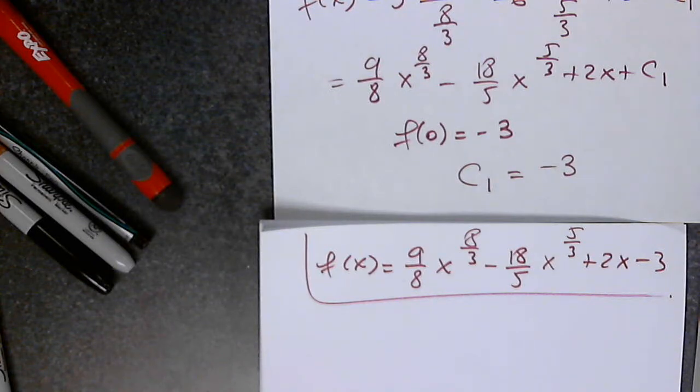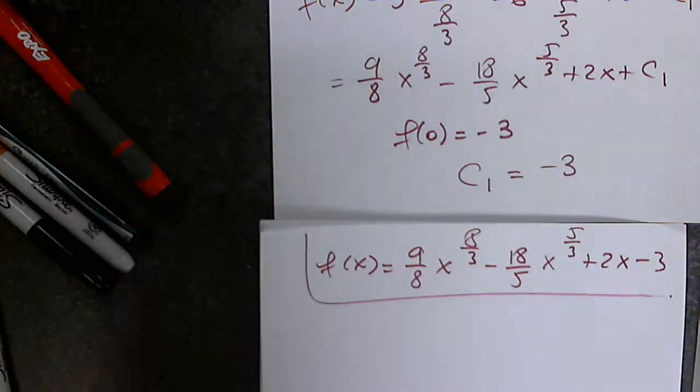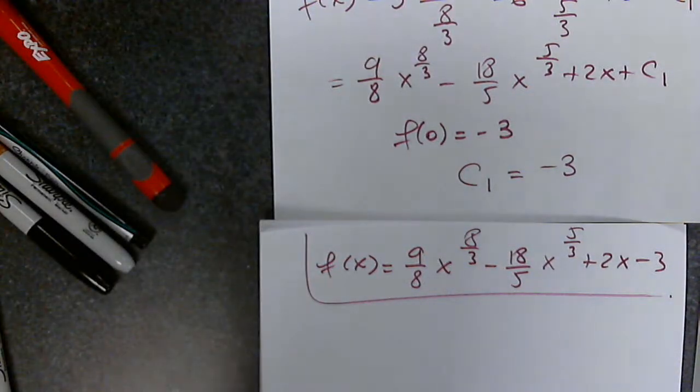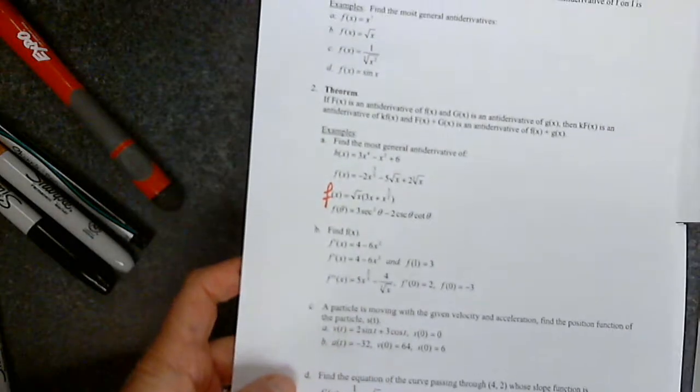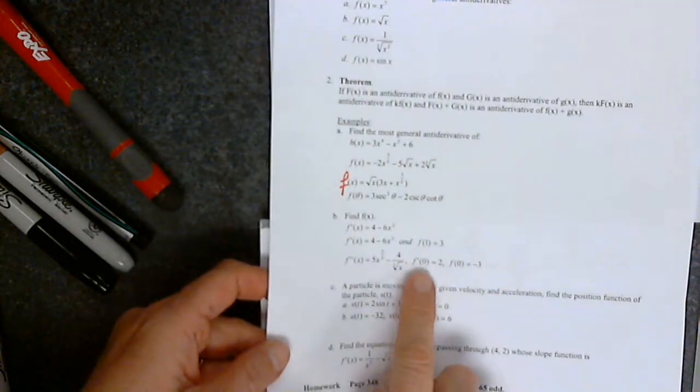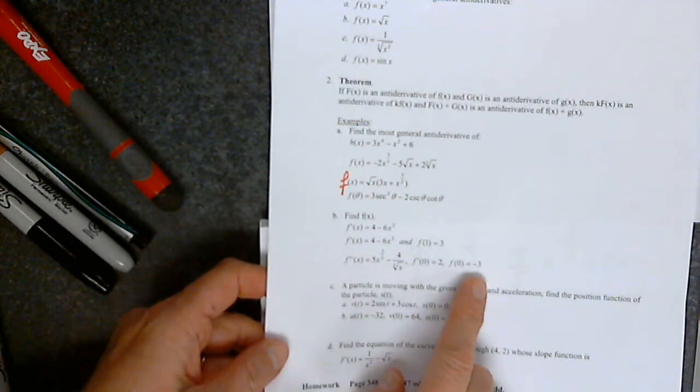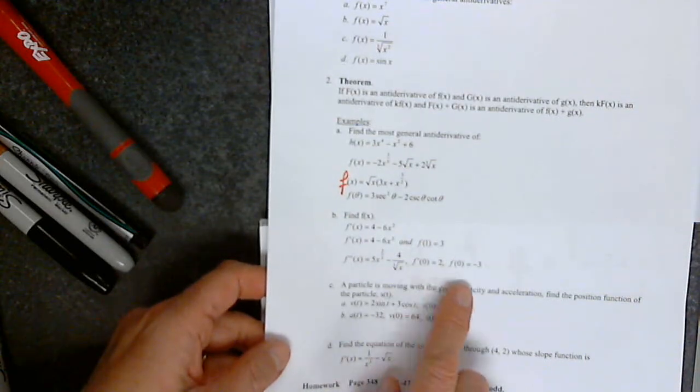What was the f? F is 0. You have it on the handout. Yes. So f prime of 0 is 2 and f of 0 is negative 3. Was that the question?